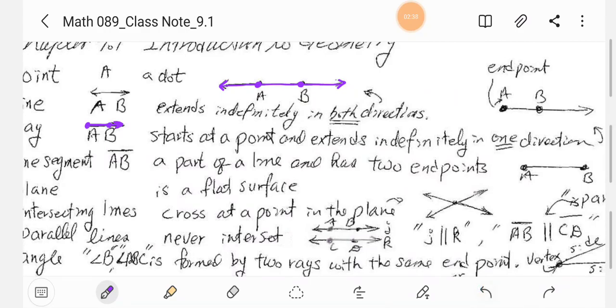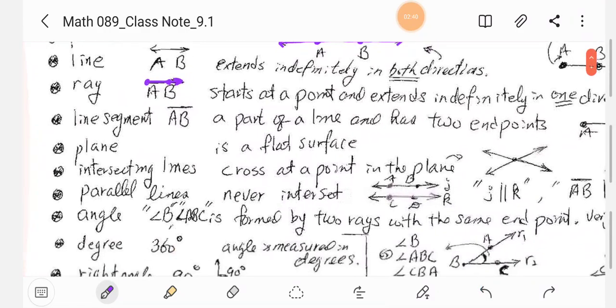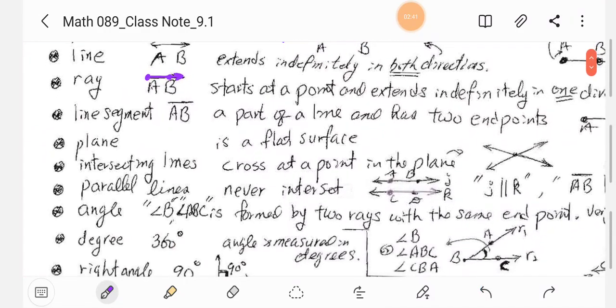All right. And then plane. A plane is a flat surface. So you have 2 lines, right? Then the plane is formed by these 2 lines, connecting these 2 lines so that you have one plane.